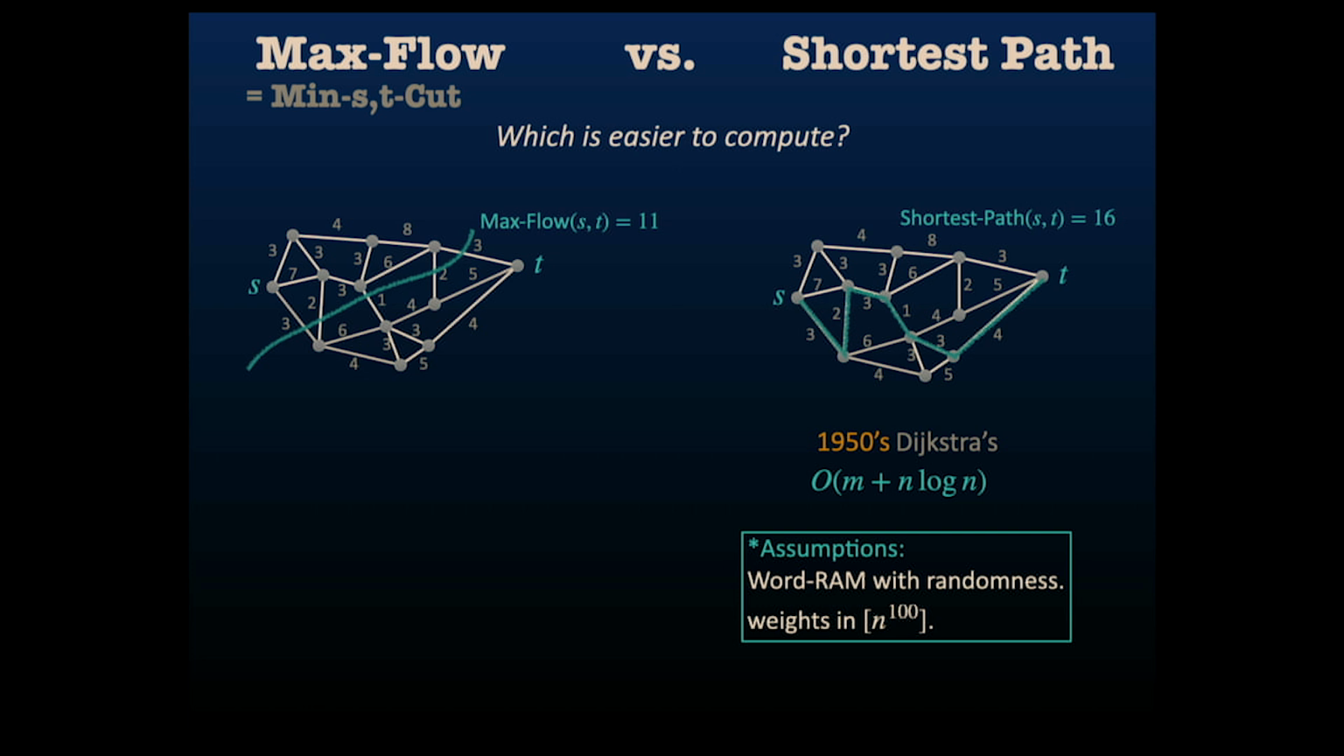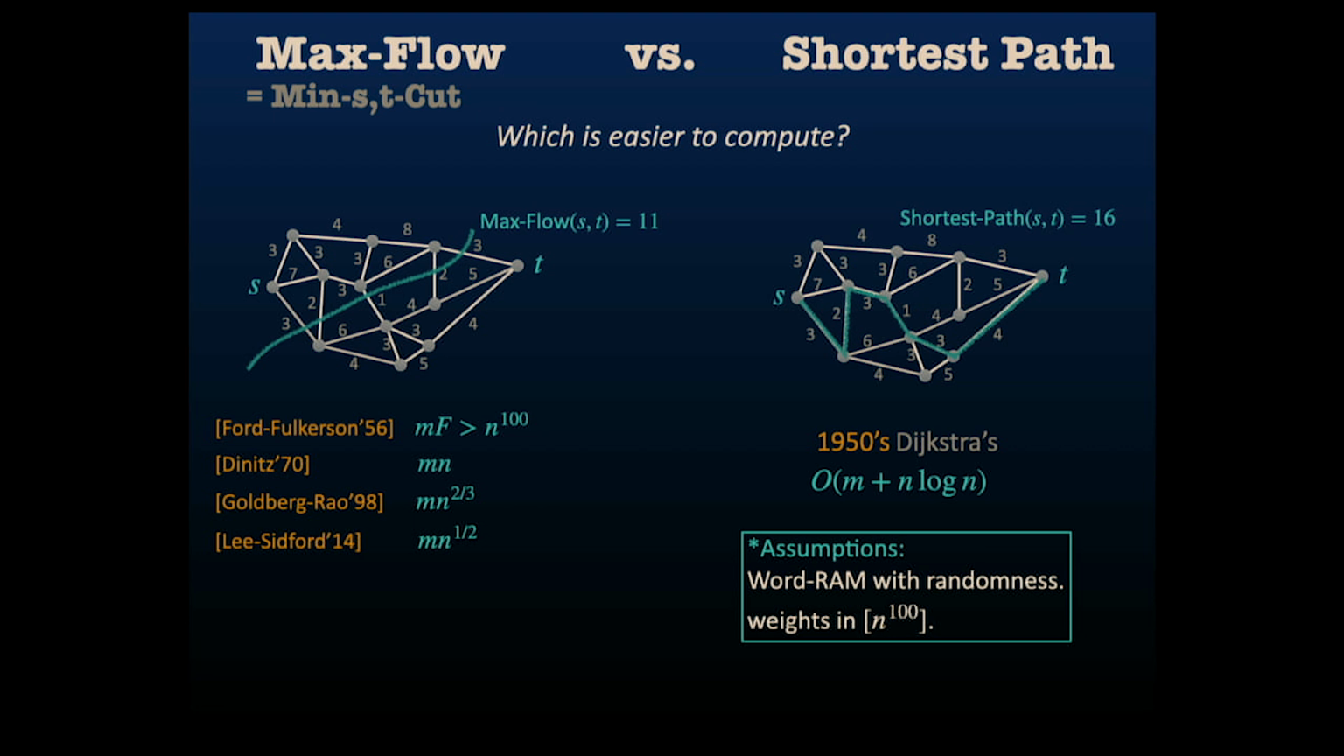But what about max flow? For max flow, it took much longer to even get some polynomial algorithm. I'm going to assume that the weights are in some polynomial range, like always. So there was some running time that depends on the max flow itself. It was some very large polynomial. And then with time, the running time has been improving.